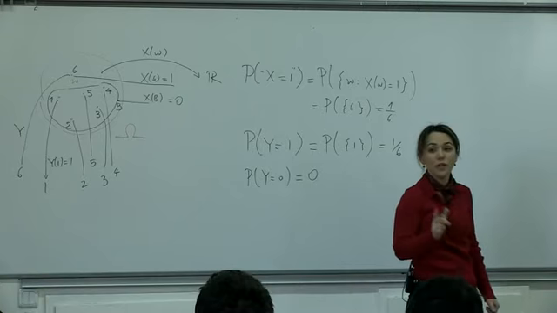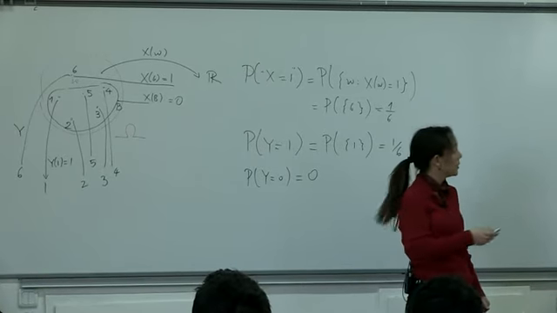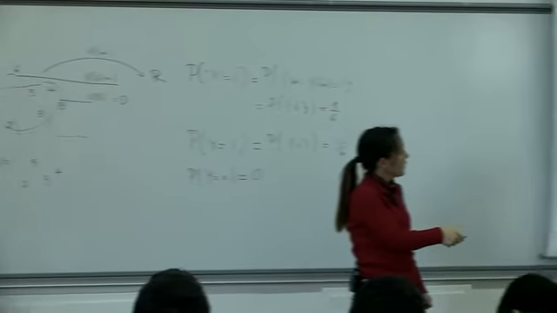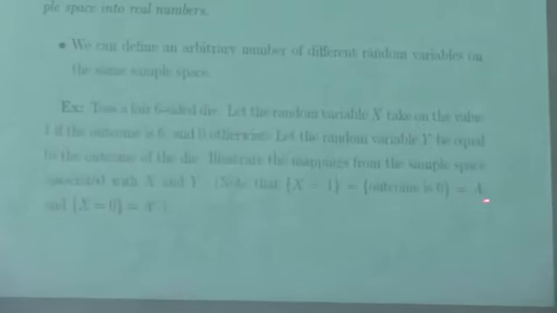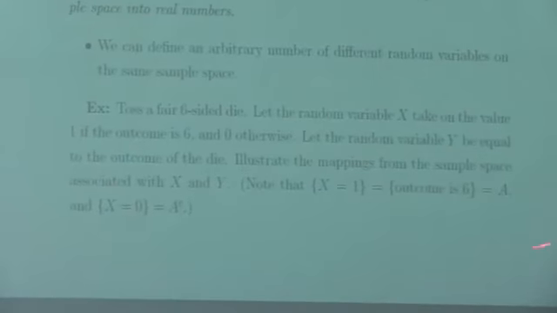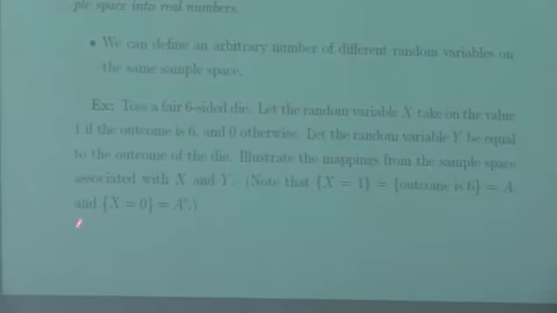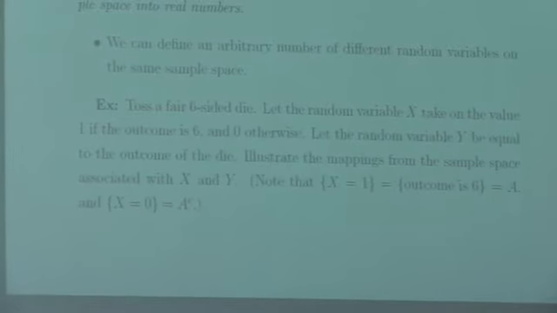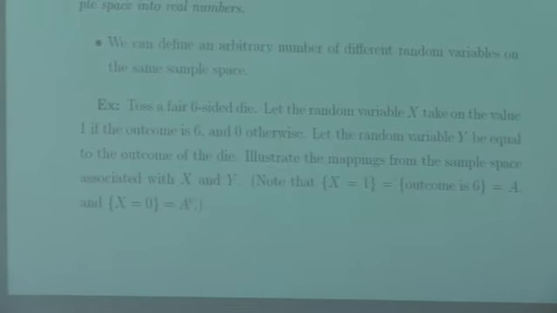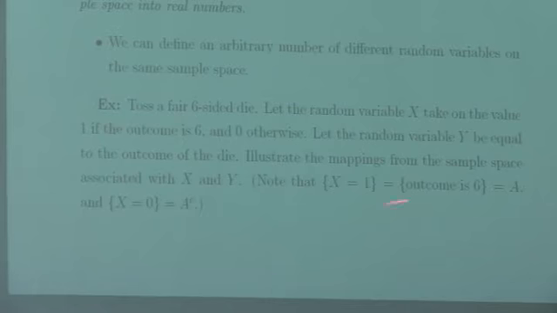Note also that X is a very special random variable. X is 1 if the outcome is 6, which is a set, it could be a set A. X is 0 if the outcome is in A complement. So X indicates whether or not the event A happened. X is an indicator random variable, as we will define later on.